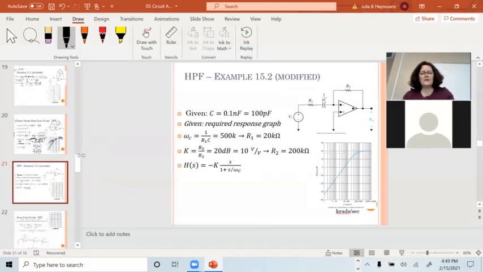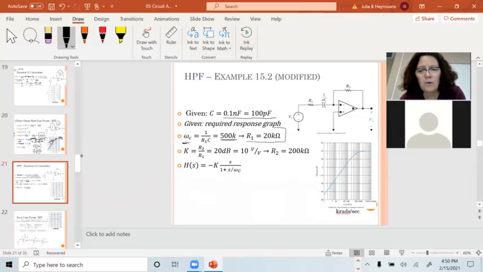So in this case, I picked my C, and different manufacturers label capacitors differently. It's the same value of capacitor, but some prefer to label them in nanofarads and some in picofarads. 0.1 microfarads is the same thing as 100 nanofarads. So I've got a C value. I've gone through the math and I figured out what omega C is. It's 1 over R1C, and I want that to be 500 kiloradians per second. So now we're up in the AM band. And then you can calculate R1, and R1 comes out to be 20 K ohms, because you know C. K is R2 over R1. You've just calculated R1. You want that to be 20 dB.